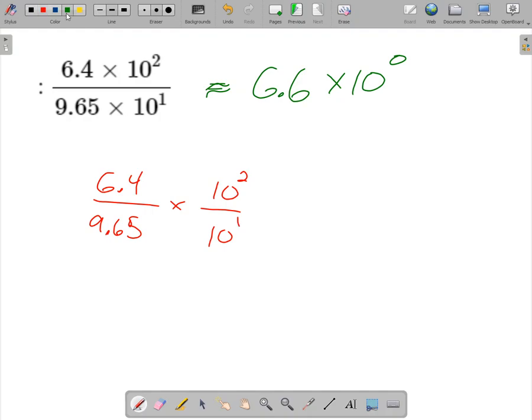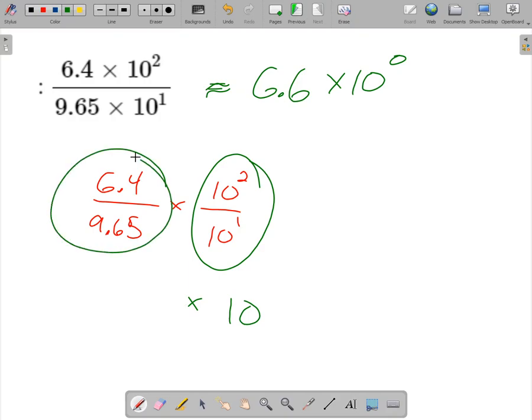Let's deal with this one right here because it's easier to do in our heads. What's 10 squared divided by 10? 10 to the 1 or just 10. So that's a 10 right there. Now this, I don't want to do that by hand. I'm going to whip out a calculator for that. So then we whip out a calculator.